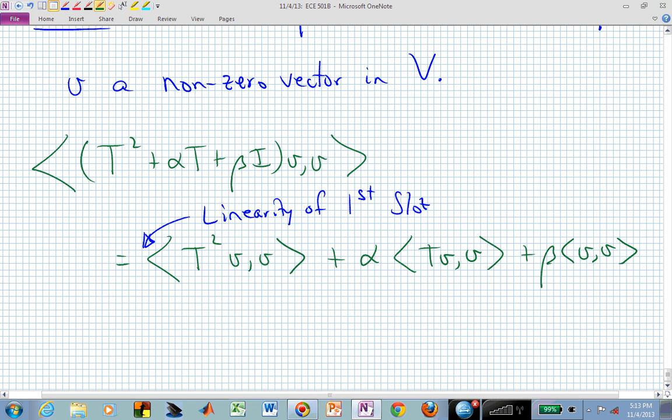Now let's use the definition of the adjoint to split that T squared, meaning T squared is T times T. And if I now have T times TV, I can push that T over to the second slot in the form of an adjoint, so that I now have TV, T adjoint V plus alpha TV V plus beta V V. And this is just the definition of the adjoint.